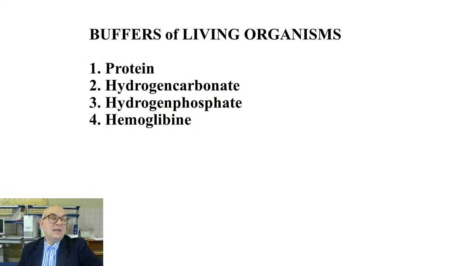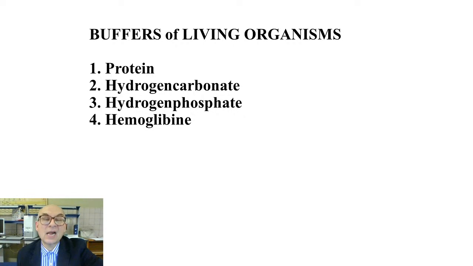Well, and now let's begin to consider buffers of living organisms. I told you that blood, tissues, any organisms have definite buffer properties. And in our organism, we can select 4 different buffers: protein, hydrocarbonate, hydrophosphate buffers, and hemoglobin.